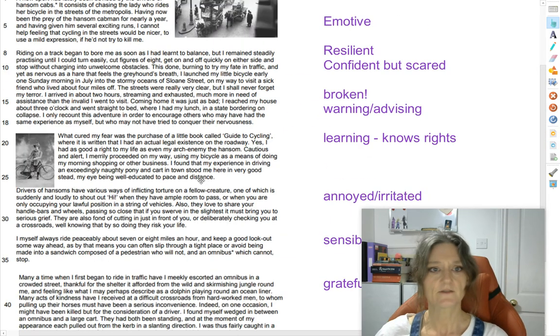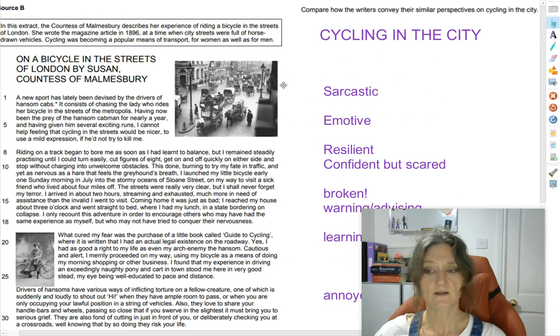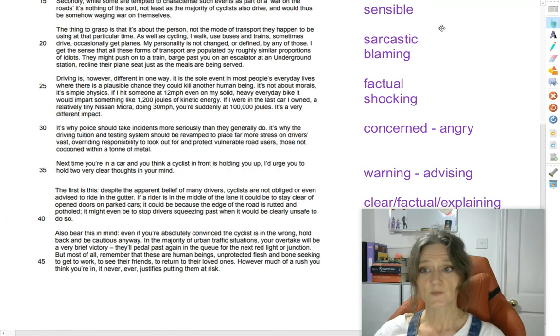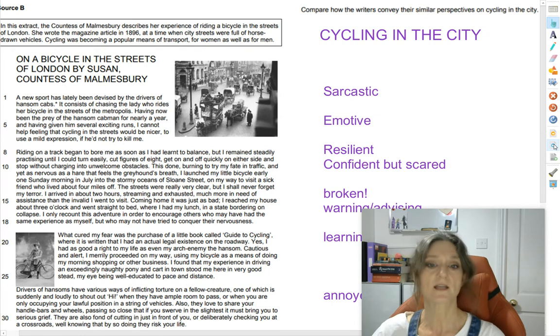Let's have a look at the other text then. So it's our Victorian Countess. She starts off a bit sarcastic as well. And you'll find that when you get onto source B and start annotating, you're going to start seeing the similarities and the differences straight away. So she's being sarcastic at the beginning. He leaves the sarcasm until the middle there, but they're both being sarcastic.